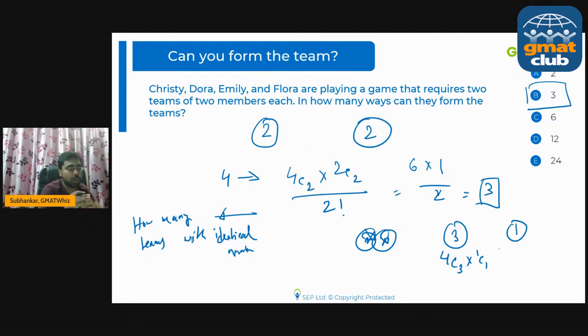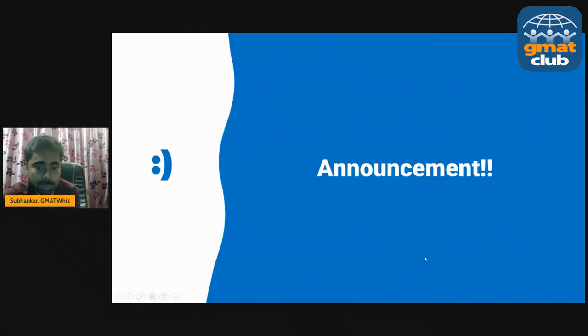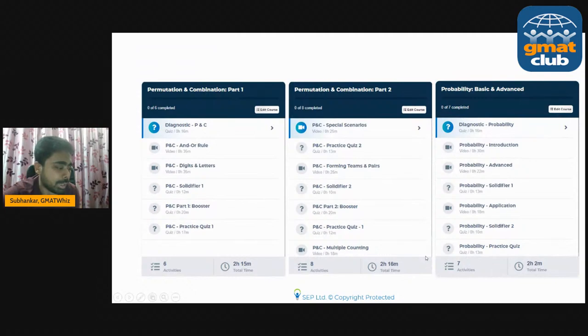If you are not forming any identical teams, you need not worry about multiple counting. Multiple counting will come only when you are forming identical teams, for this kind of question where we are selecting some teams. It becomes much easier if I don't have any identical teams in terms of number of people.